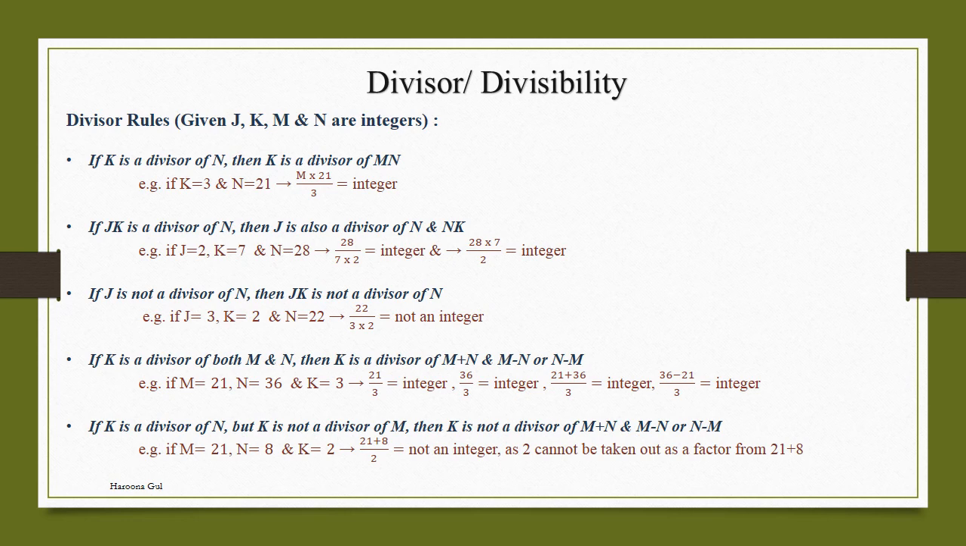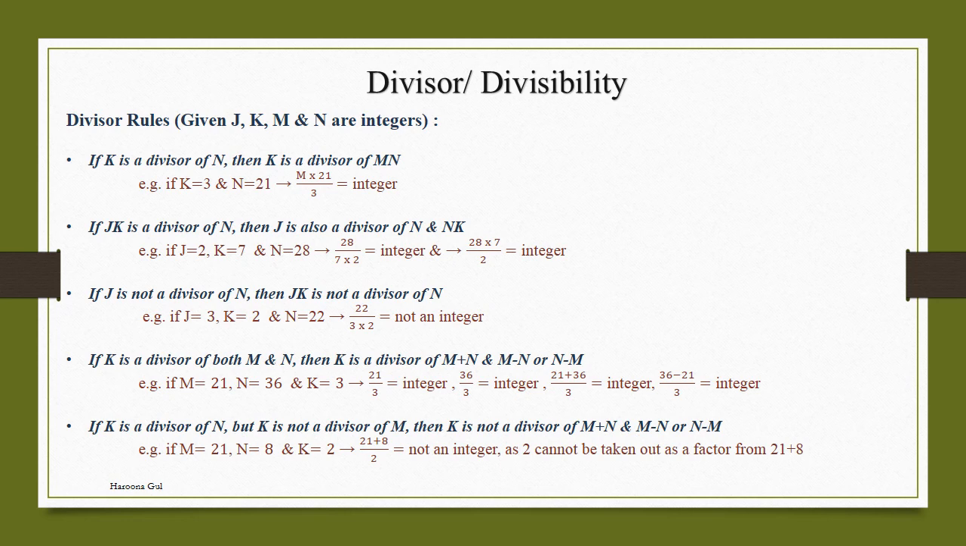Now, if k is a divisor of both m and n, then k is a divisor of m plus n and m minus n, or n minus m. For example, if m is equal to 21, n is equal to 36 and k is equal to 3, then 21 divided by 3 is going to give us an integer. Similarly, 36 divided by 3 is also going to give us an integer value. 21 plus 36 divided by 3 will also give us an integer, and 36 minus 21 divided by 3 is going to give us an integer.